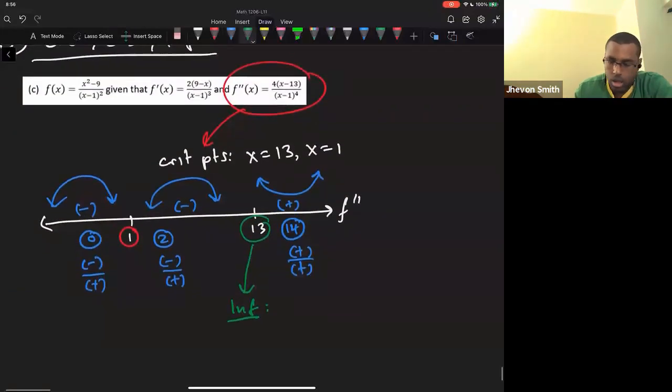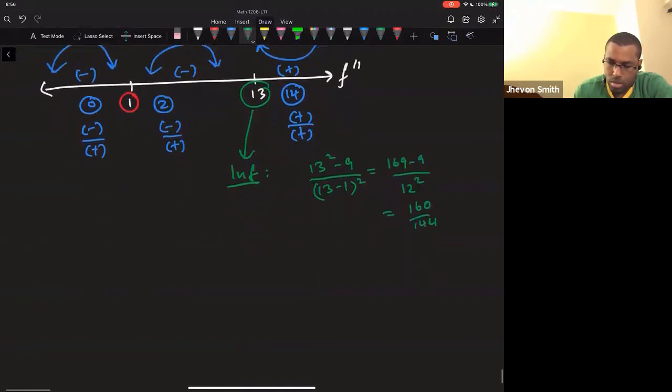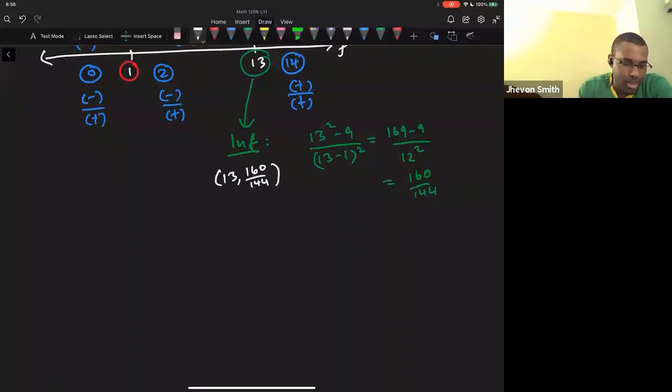It's positive, concave up. That means that this guy here is an inflection. And that would be 13 squared minus 9 over 13 minus 1 squared. Oh, that's going to be ugly. This is 169 minus 9 over 12 squared, 160 over 144. Which seems to be slightly bigger than 1. So concave up, concave down, inflections.